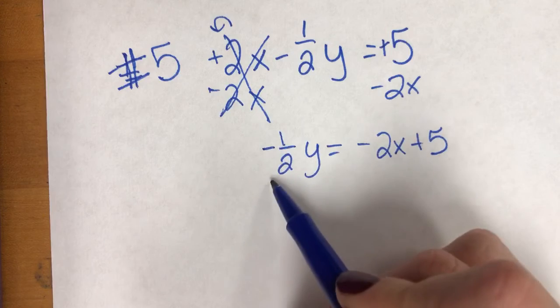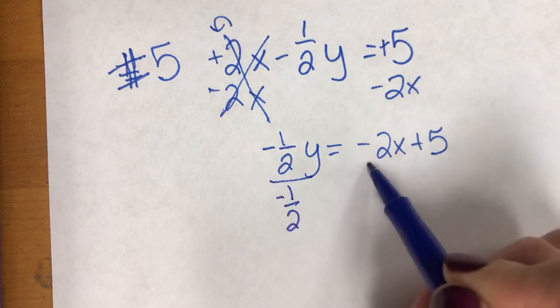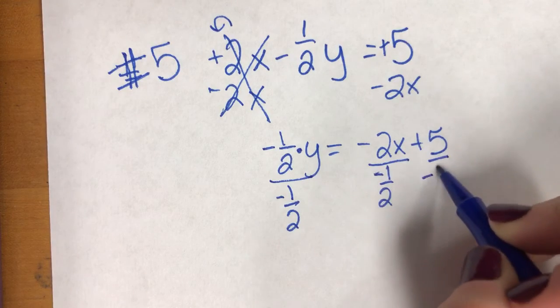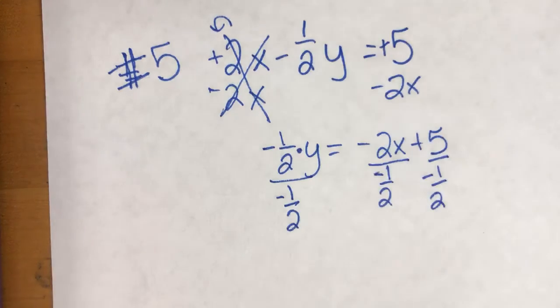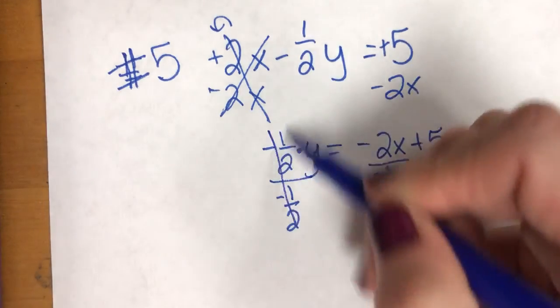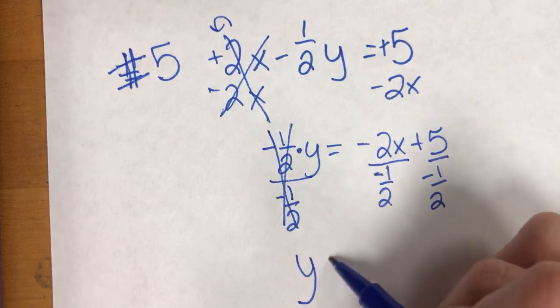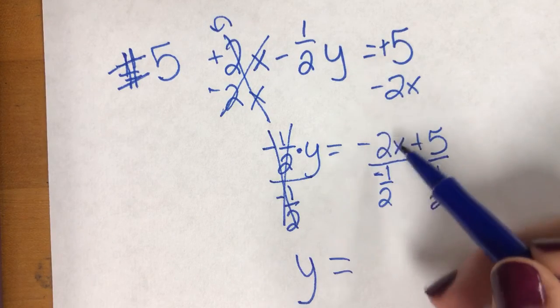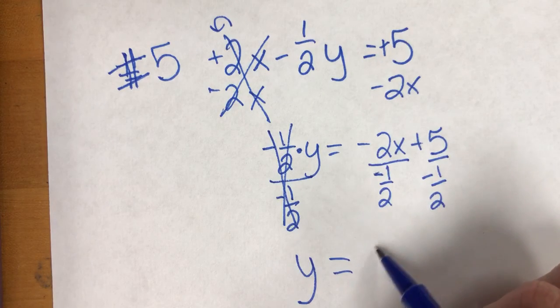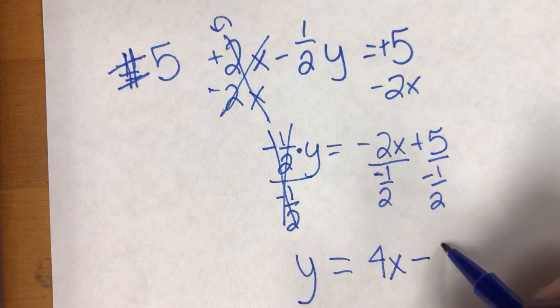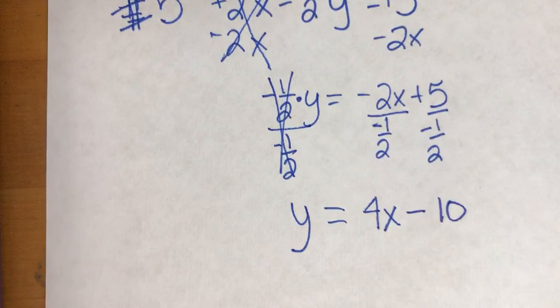And then I have this negative 1/2 sitting in front, so I'm going to divide that, right? This says negative 1/2 times y. So I'm going to divide that all the way through. Remember, dividing by negative 1/2 is the same thing as multiplying by the reciprocal. So you can either pick up your calculator and multiply by the reciprocal of -2, or just type in what you see. -2 divided by negative 1/2 is going to give us a positive 4x. And a positive 5 divided by a negative 1/2 will give us a negative 10. So we need the answer of y equals 4x minus 10.